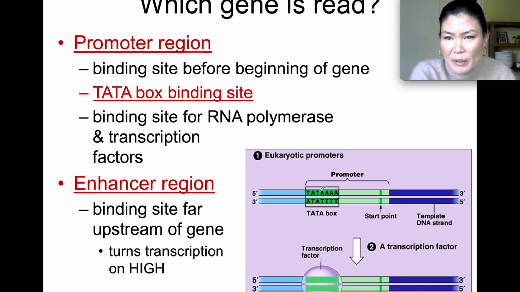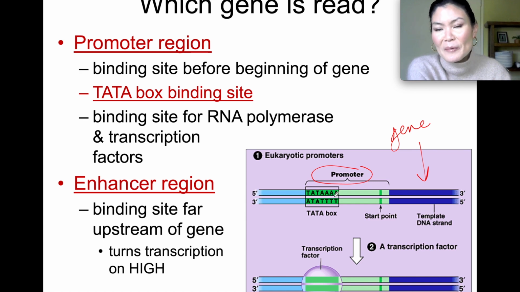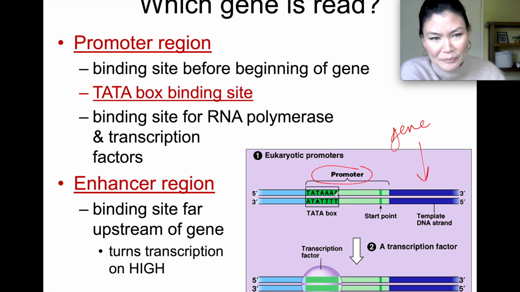So, how does RNA polymerase know to bind to the DNA and start unzipping the gene? There's a promoter region, okay? So let's say that this is our gene right here, that's our gene in that dark purple color. Well, right before you hit the gene on the DNA segment, there's a section of the DNA called the promoter. It's called the promoter because it promotes transcription of that gene.